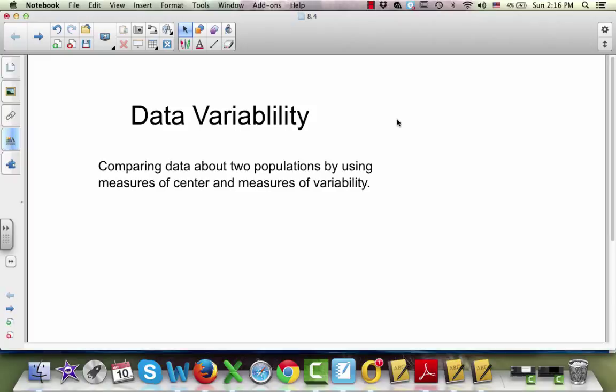In this lesson, we'll be studying data variability, comparing data about two populations by using measures of center and measures of variability. You're familiar with measures of center, even though you might not recognize the term. The mean, or the average, and the median, the middle number, are measures of center. And measures of variability we're going to get into in this lesson.